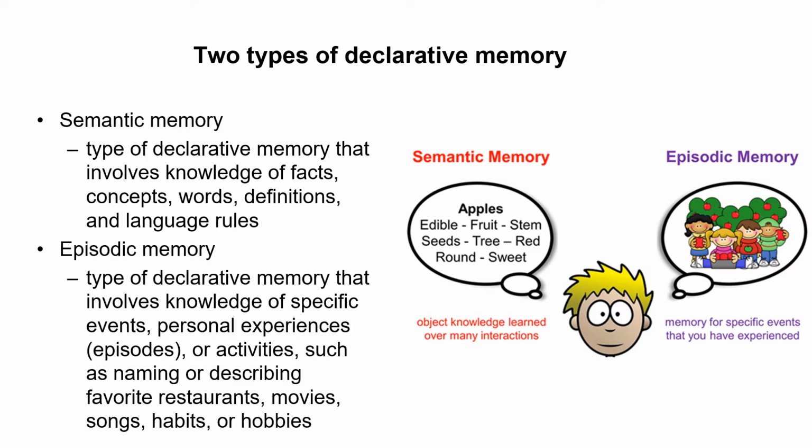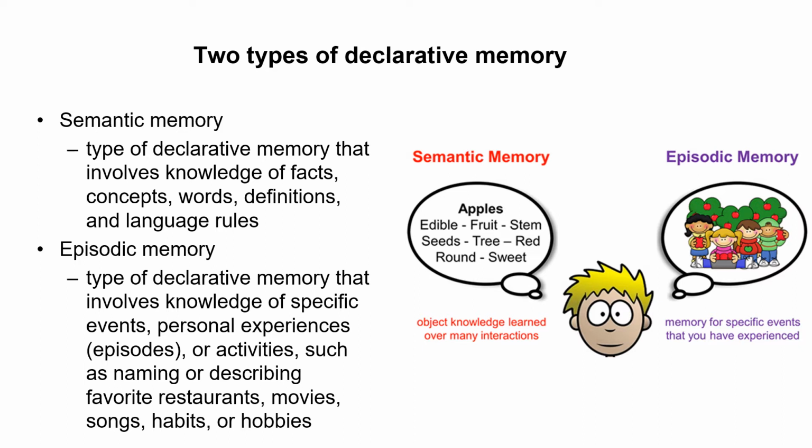Whereas episodic memory is our memory of events. So personal experiences, episodes. So naming and describing a favorite restaurant is kind of in there. Movies that you've watched, songs, but even then that can go into semantic memory.